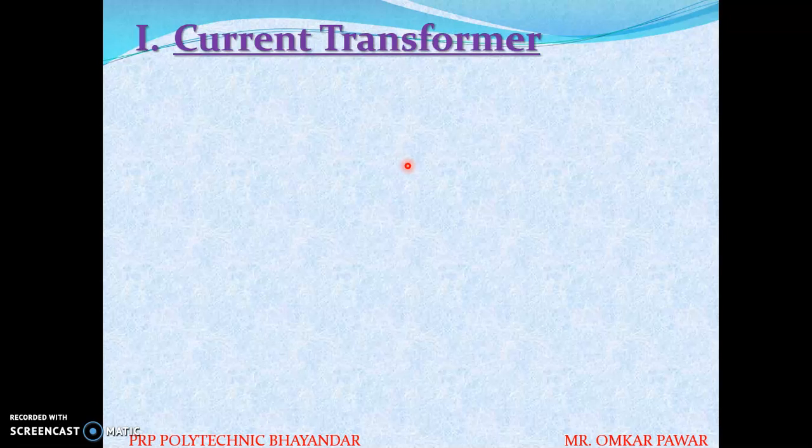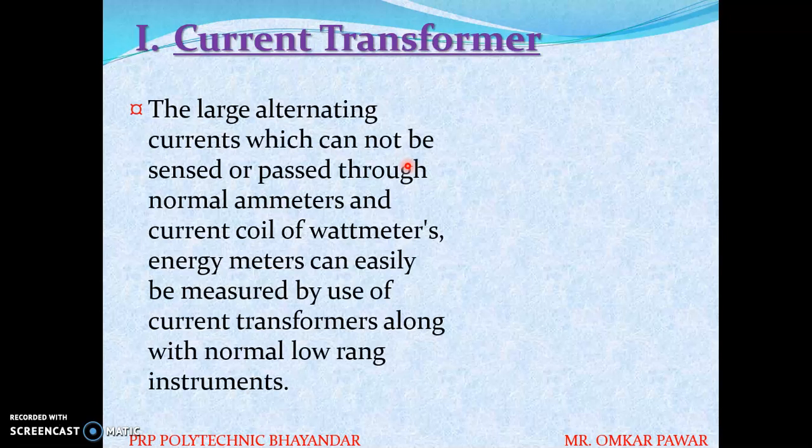So first is current transformer. The large alternating current which cannot be sensed or passed through normal ammeters and current coils of wattmeters and energy meters can easily be measured by use of a current transformer along with normal low range instruments.